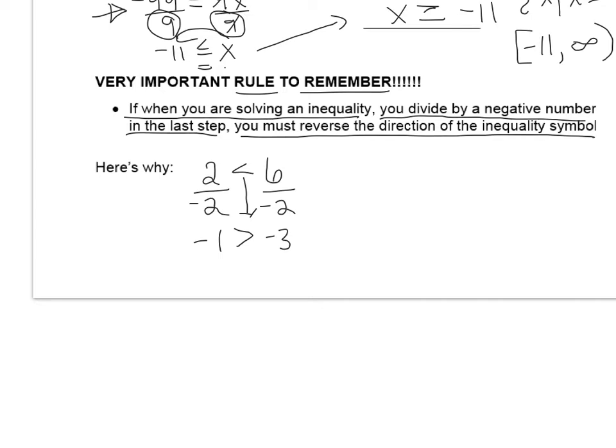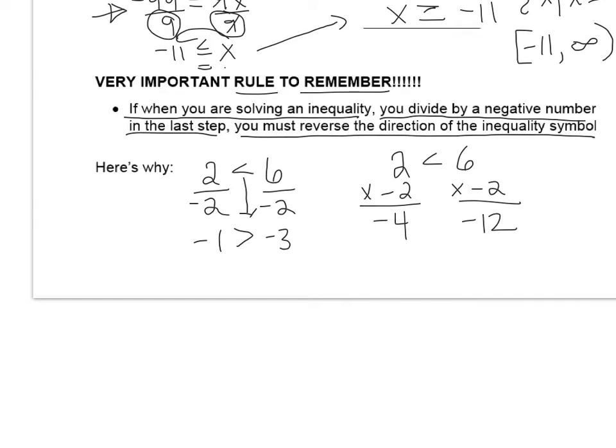And by the way, the same is true when you multiply by a negative number. You also have to reverse the inequality symbol. For example, if I were to multiply this side by negative 2 and this side by negative 2, 2 times negative 2 is negative 4. 6 times negative 2 is negative 12.